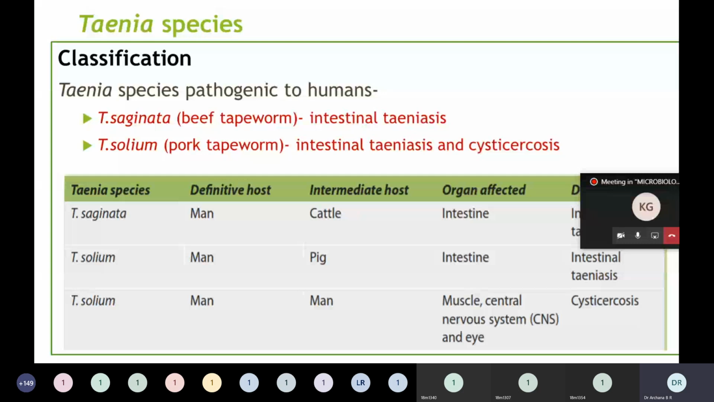In Taenia saginata, the definitive host is man, and the intermediate host is cattle. It mainly affects the intestine and causes intestinal taeniasis. In Taenia solium, the definitive host is man, and the intermediate host can be pig or man. It causes intestinal taeniasis and also cysticercosis.